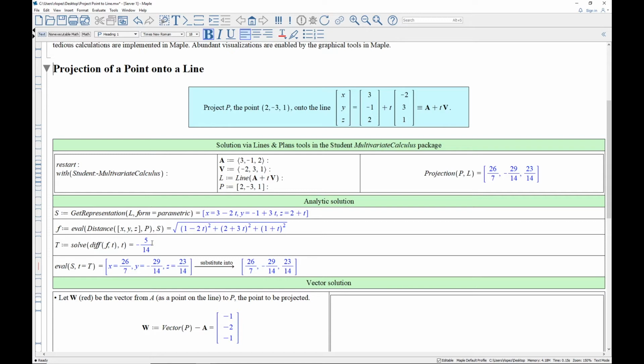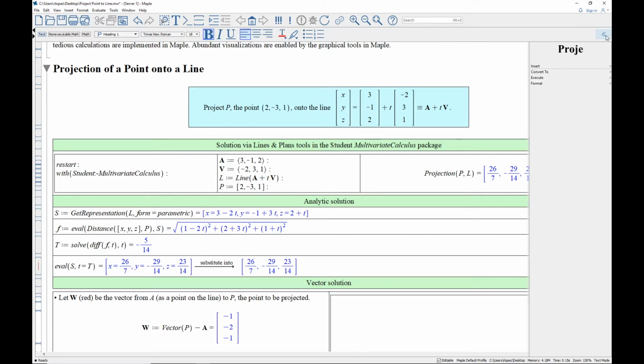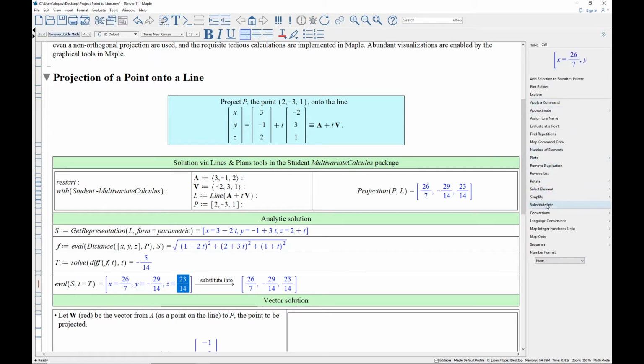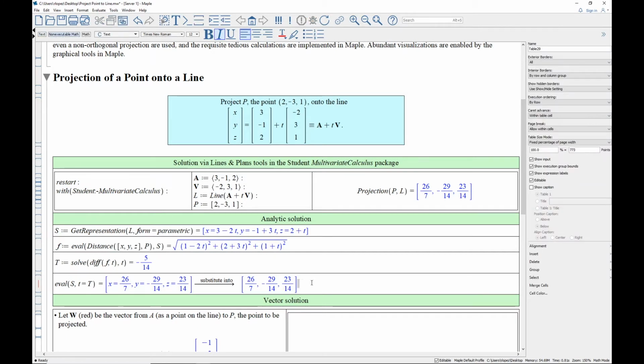Take that value of t and put it into these equations, and you get the equations x equals this number, y equals that number, z equals that number. And if you substitute into x, y, z, we have again recovered the point of projection.